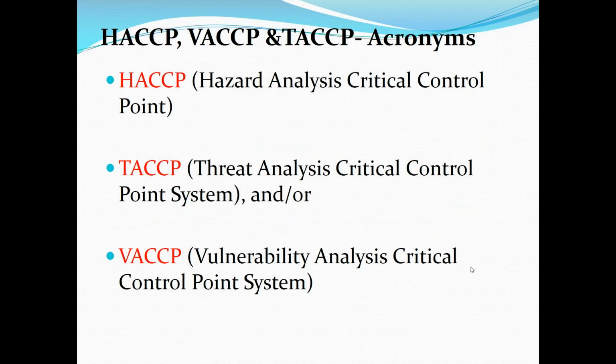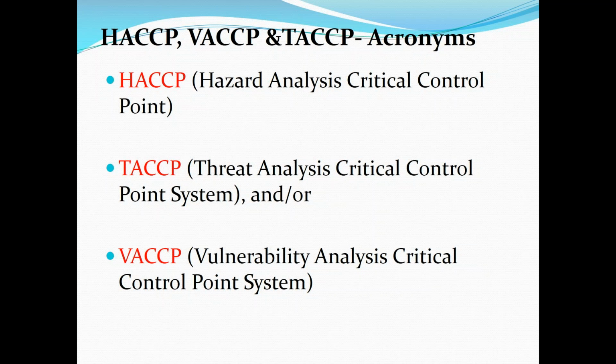Let us understand the acronyms first. As I mentioned to you, you're all familiar with HACCP, Hazard Analysis Critical Control Point System. That is the backbone of any food safety management system to prevent accidental contamination to food products and materials in the food industry. And it has been there for years, actually.